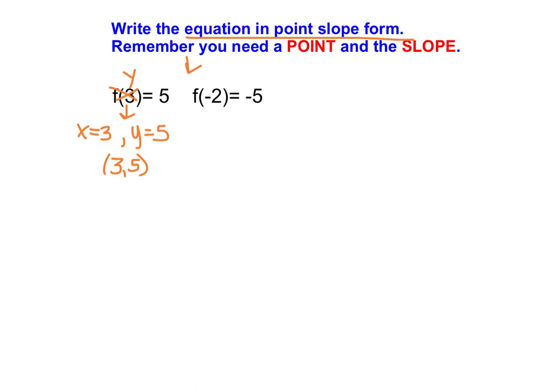And then if we look at the second one, this is really saying, okay, when x is equal to negative 2, then remember this is a fancy word for y, saying when x is equal to negative 2, y is equal to negative 5.